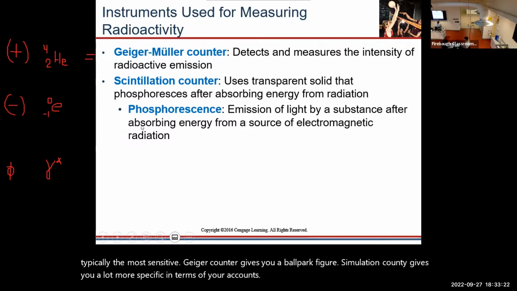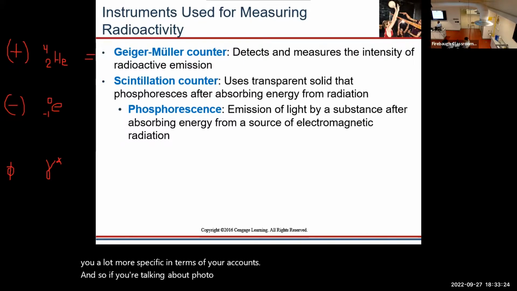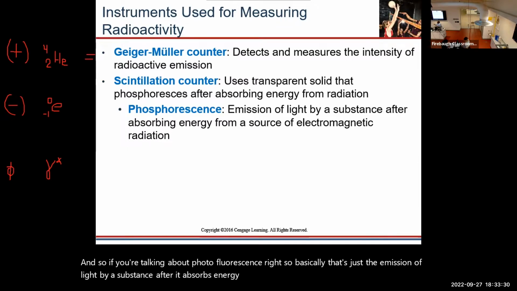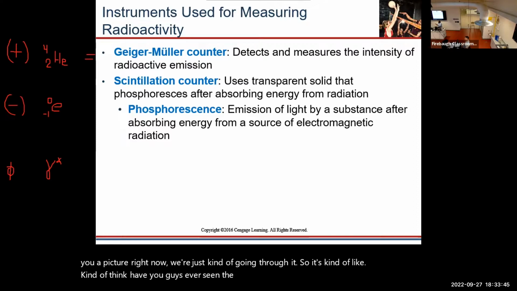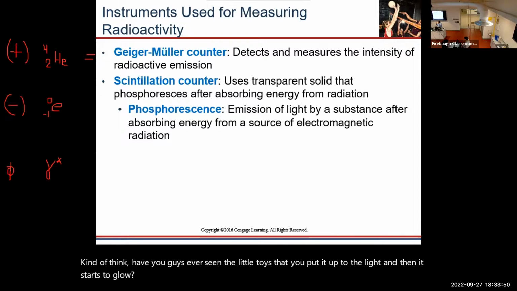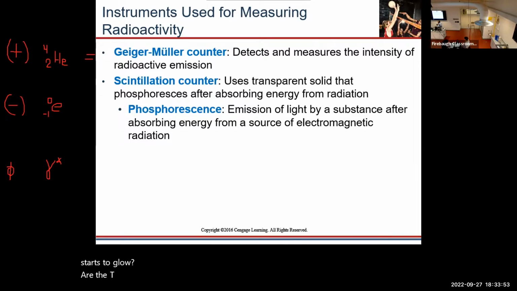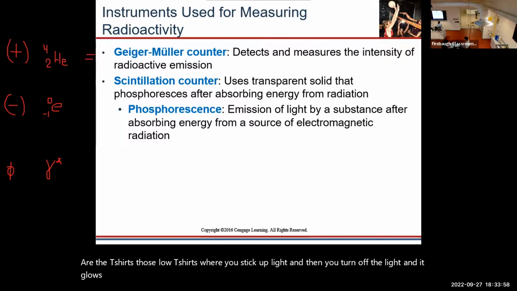So we talked about photofluorescence, right? Basically that's just the emission of light by a substance after it absorbs energy. Use something to excite it, right? It's kind of like the little toys that you put up to the light, and then they start to glow. Or those little t-shirts where you hold them up to a light, then turn off the light, and they glow. So it's kind of like that.